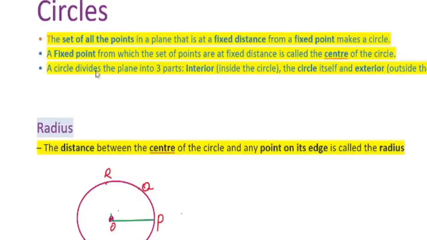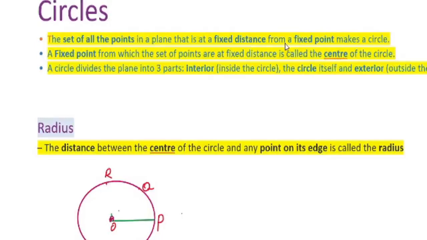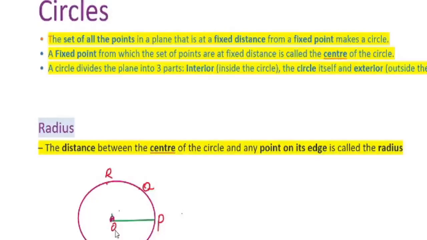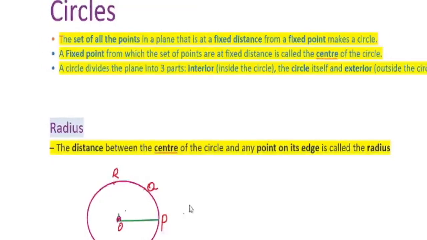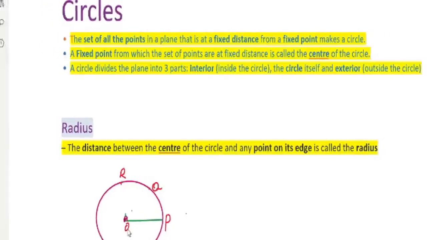So first we can see the definition of a circle. The set of all points in a plane that are at a fixed distance from a fixed point make a circle. That is, a circle is a collection of many points. So here you can see P, Q, R. These are 3 points which are at a fixed distance from the point O. The fixed point from which the set of points are at a fixed distance is called the center of the circle. So here O is the center of the circle.